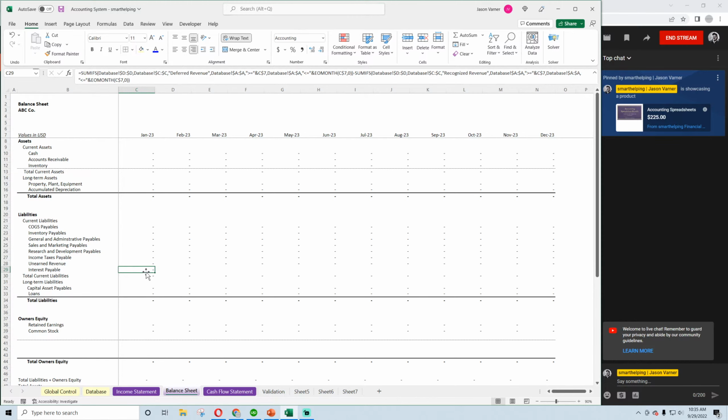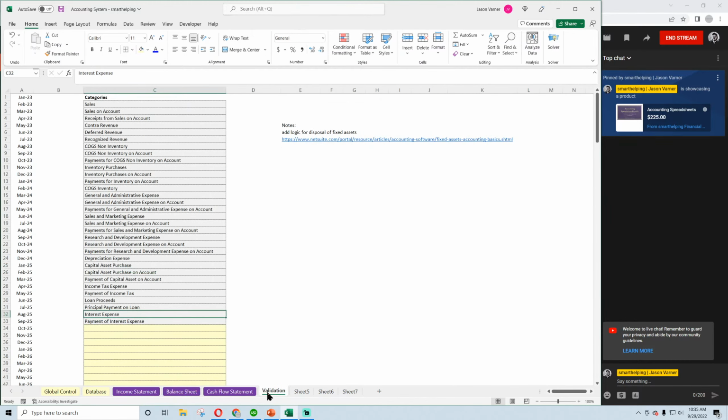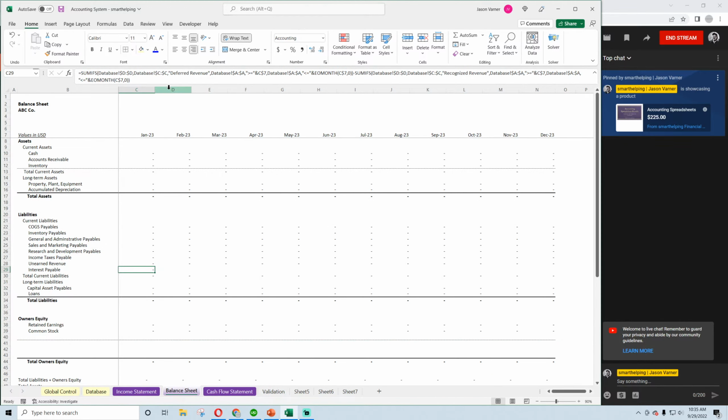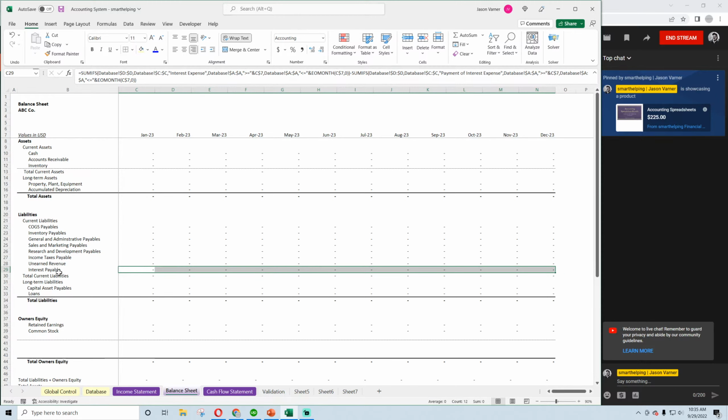Okay, so interest payable would be any interest expense less payment of interest expense. So interest expense increases the liability, and then subtract out payment of interest expense. Then we're going to go through and make sure all this works in a second. Put our bottom border back.